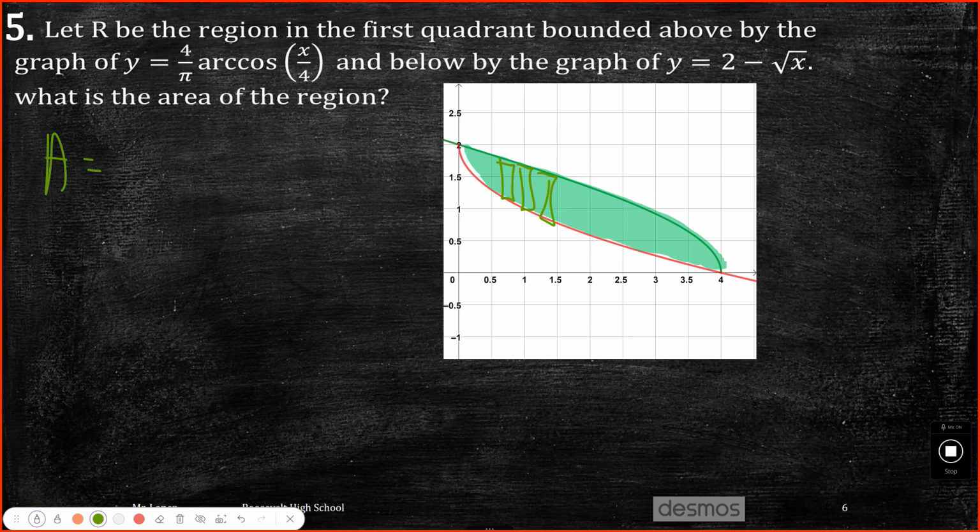Which one is our cosine? The green one or the red? Green. And how would you know? Because this is the square root of x. The square root of x function goes like this, and then it's shifted up to 2. So it's this one. So that one is the bottom.